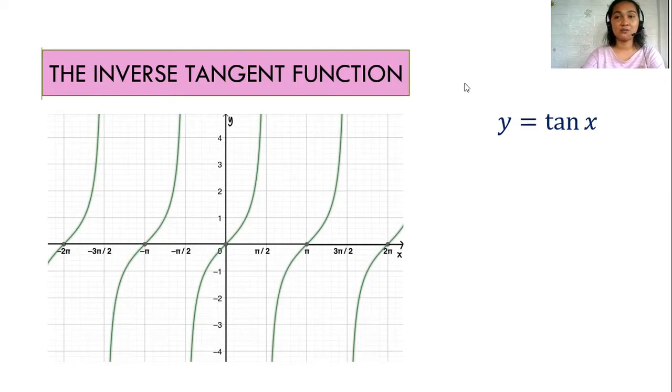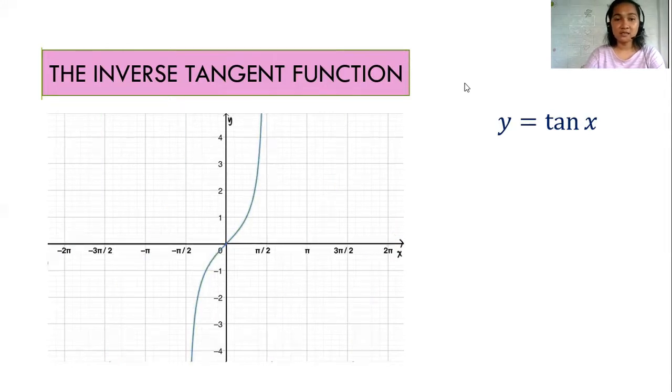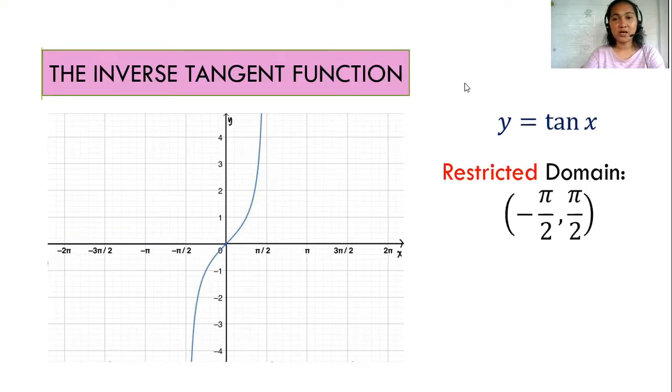And this is not one-to-one. It doesn't have an inverse. So with that, we need to again restrict the domain of the function from negative pi over 2 to positive pi over 2, while the range will be the set of all real numbers, so that this tangent function will have an inverse.